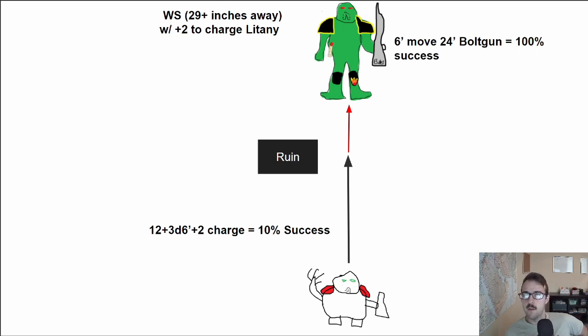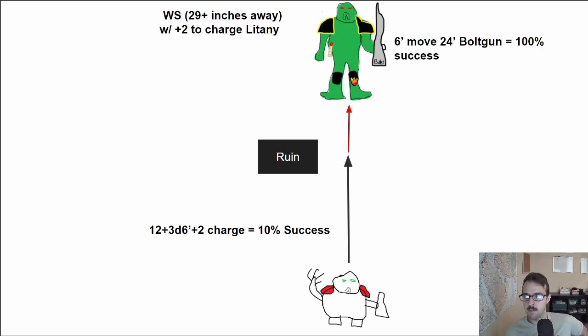So instead, if the Salamanders player decides to set up exactly outside of 29 inches away, in other words, moves up just about 1 inch, then their 6-inch move plus their 24-inch bolt gun will give them a 100% chance of being in range of the White Scars Vanguard Vet, because they just move and shoot, right? There's no randomness associated with that. However, the White Scars Vanguard Vet, even with the 12-inch move, 3d6 inches of advance and charge, and the plus 2 inches on their charge litany, has about a 10% chance of success. And that is assuming 5s for the advance and the charge rolls respectively.